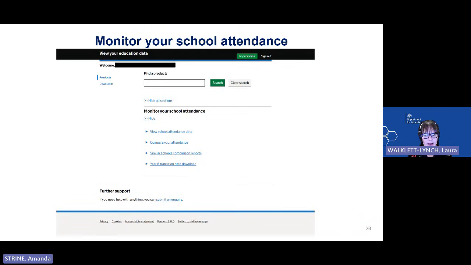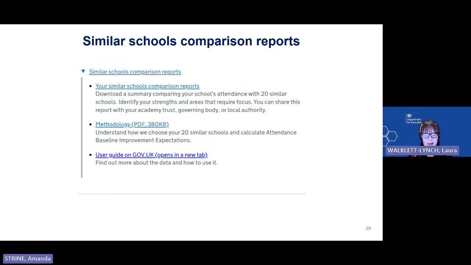Again, these will vary depending on your organisational type. For example, local authorities will see extra data sets around cross-border pupils, but the one you need here is Similar Schools Comparison Report. You'll then see three links. The first one will allow you to access your reports, and there's also two others. One is that you can download a methodology document which explains how we chose your similar schools and how we calculated your ABIE. And you can also navigate to our user guide on gov.uk for further information.